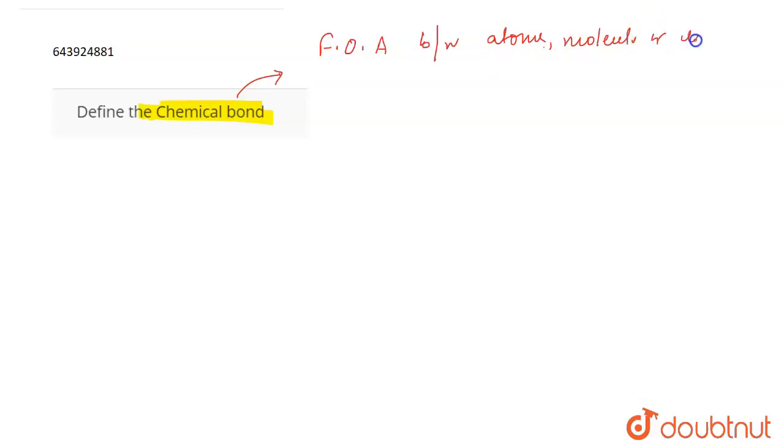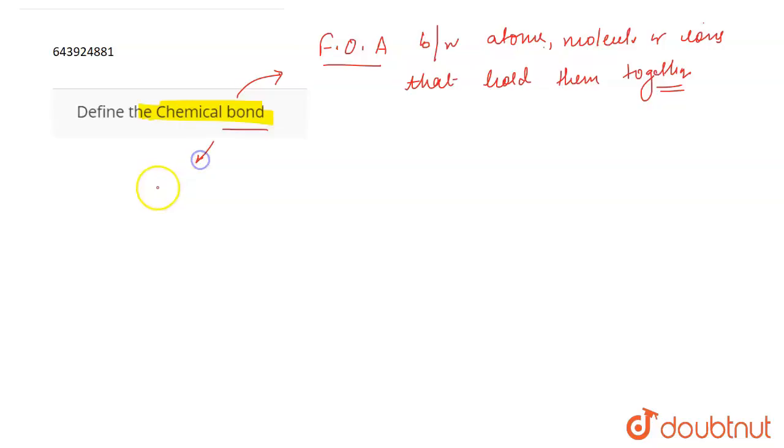The question is define chemical bond. So what is a chemical bond? A chemical bond is nothing but a force of attraction between atoms, molecules, or ions that holds them together, right? A bond is formed between two or more atoms or molecules or ions. So this bond is actually the force of attraction that keeps the atoms, molecules, or ions together, right?